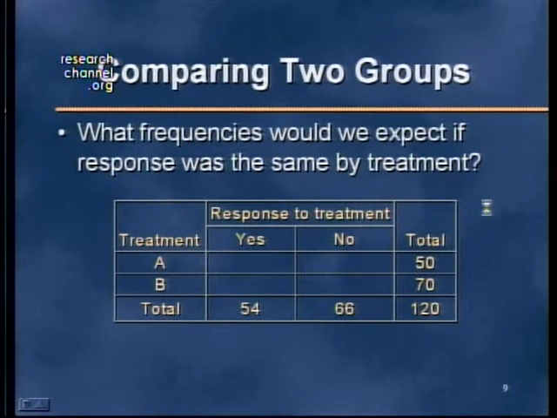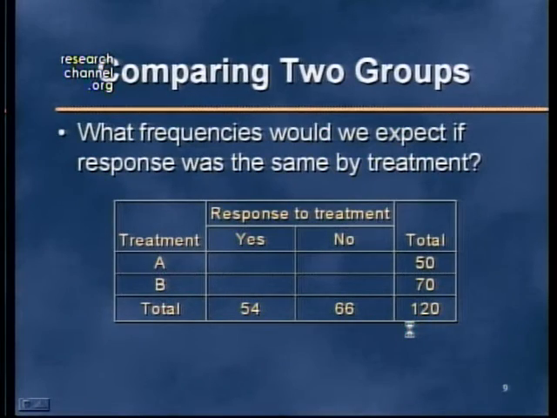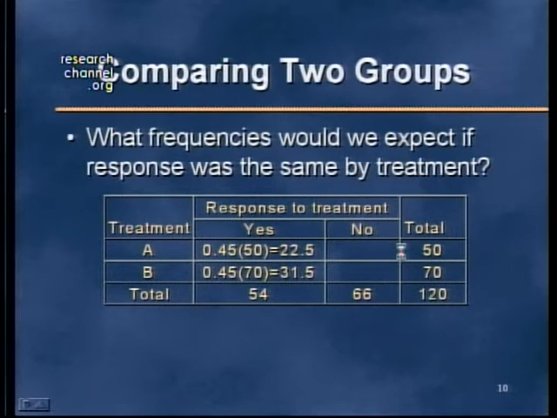Say that again, please. So you'd expect 54 divided by 120, which is 45%? Is that what you said? Yeah. So if we looked at just the total who responded, which is 54 divided by 120, remember that was 45%. So if the response rate was the same in both treatment groups, wouldn't you expect 45% of the 50 people treated by treatment A to respond? And wouldn't you expect 45% of the 70 treated by treatment B to respond? Yes.